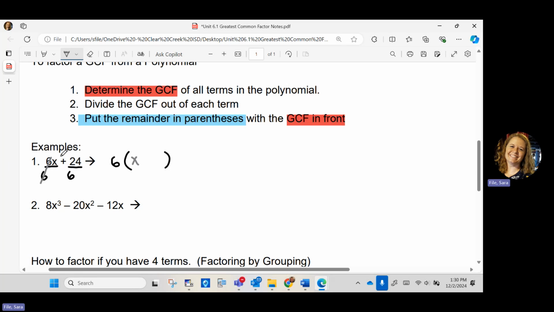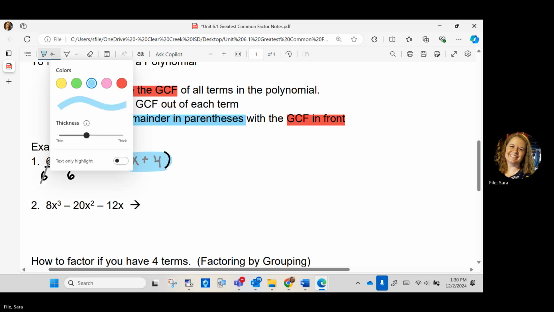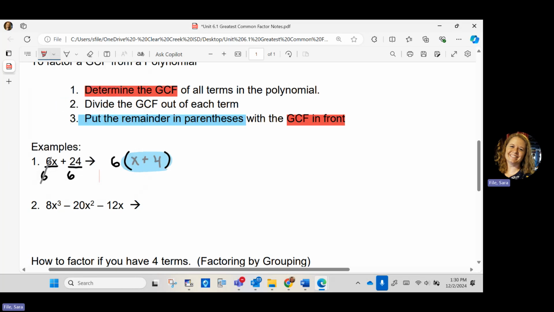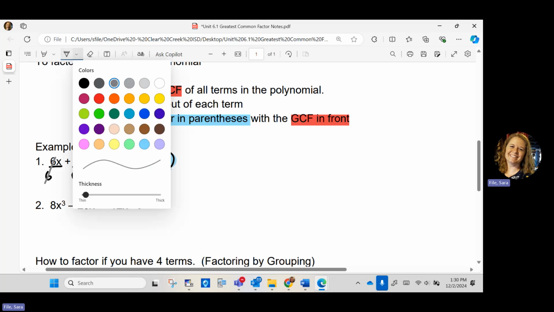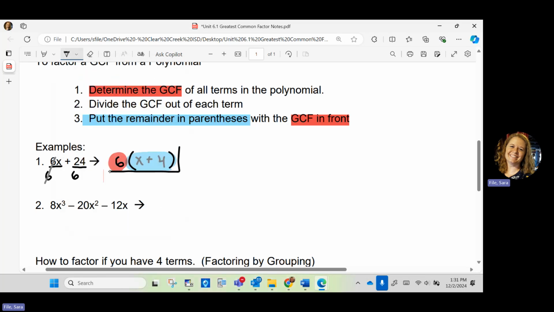And then here we've got plus. What's 24 divided by 6? 4. So that is the remainder in parentheses, and that is the GCF out in front. So that's how we factor out the GCF. And this is my solution. This is how I write the factored form of that polynomial.